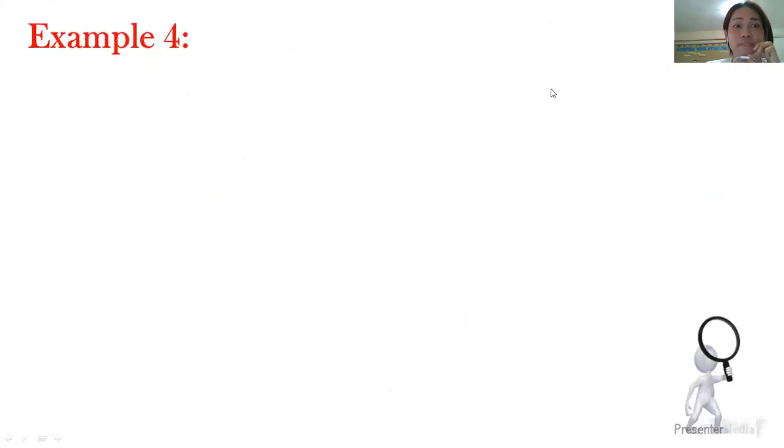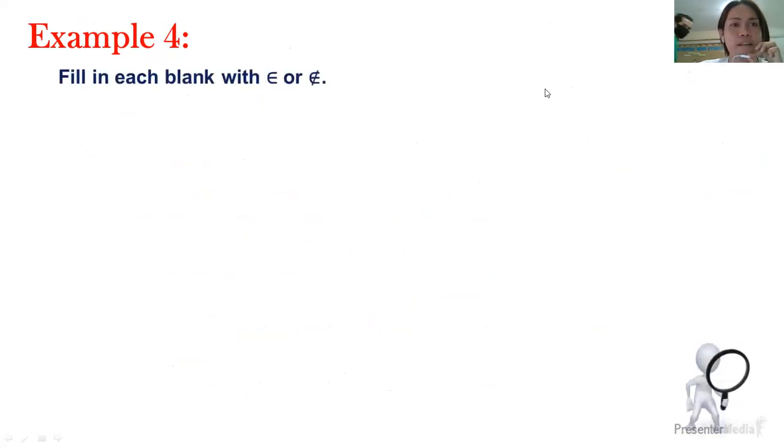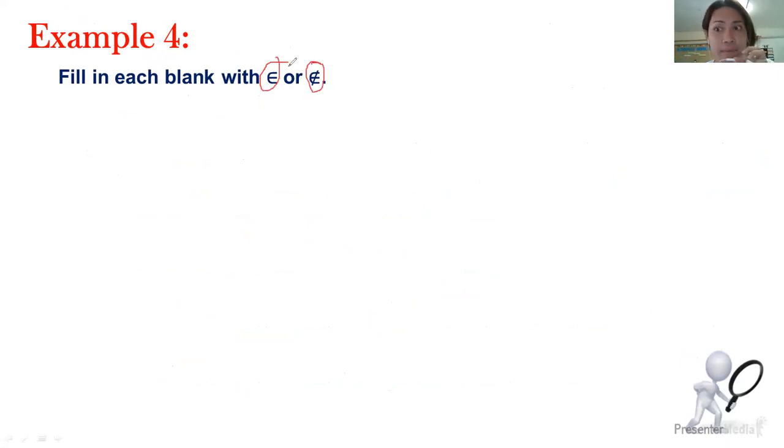So let's have more examples about this one. Here is an example. Fill in each blank with E or not an element. I want you to really consider and focus on the symbols used. So fill in each blank with the two symbols, this one or this one.